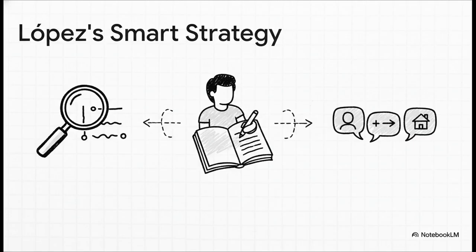Lopez suggests a much smarter way to do this. First, just focus on the most common verbs you hear all the time. Second, make your own list of verbs that you actually use in your life. And number 3, the most important part, practice using them in real sentences. It makes a world of difference.